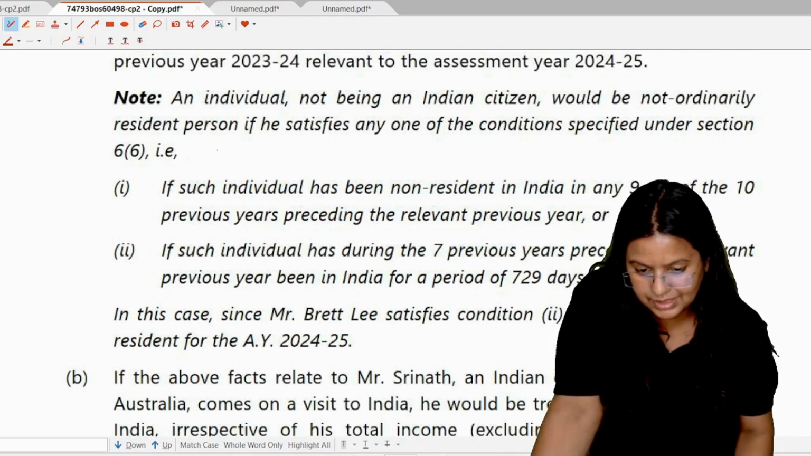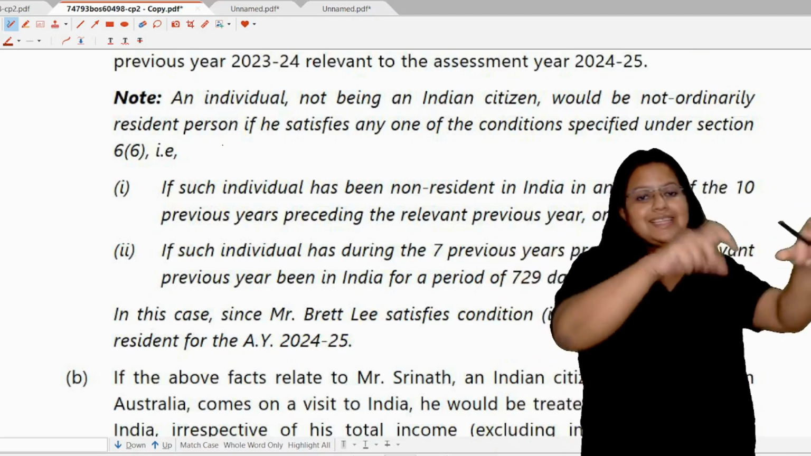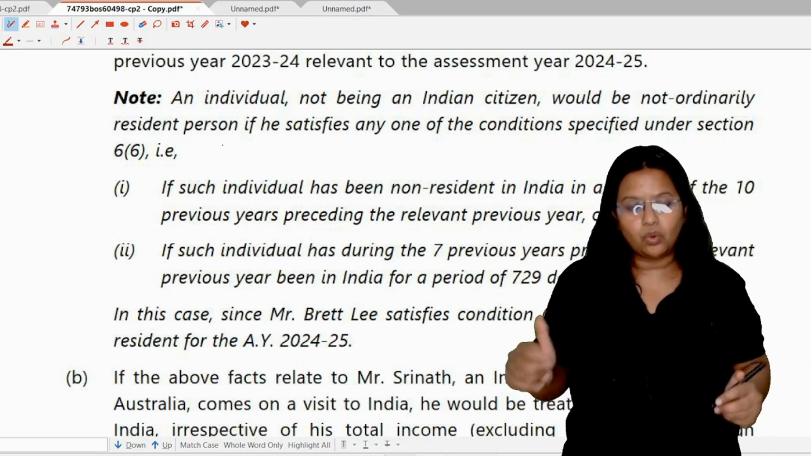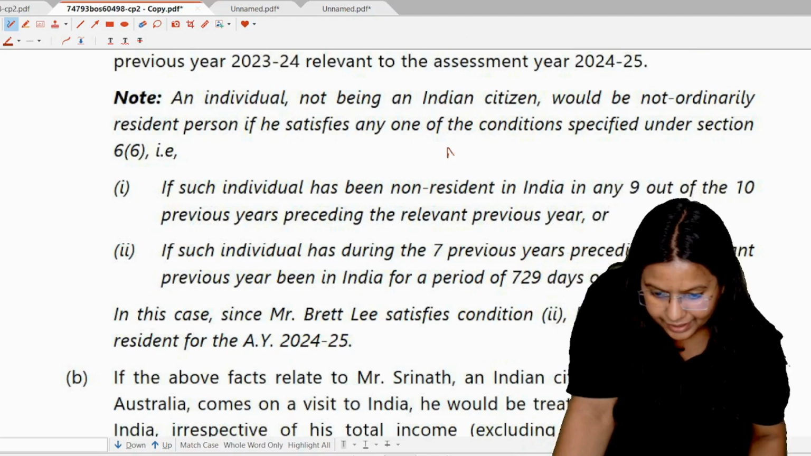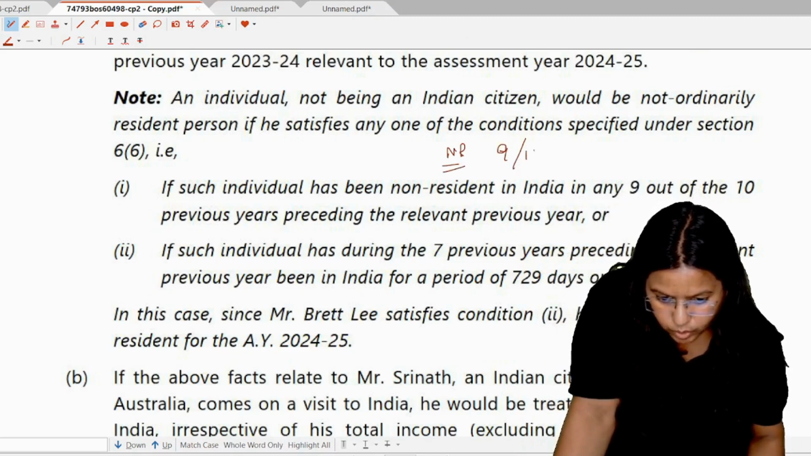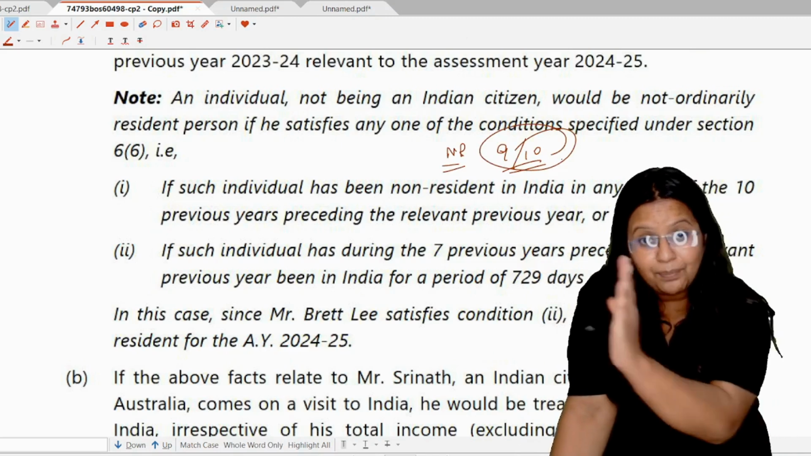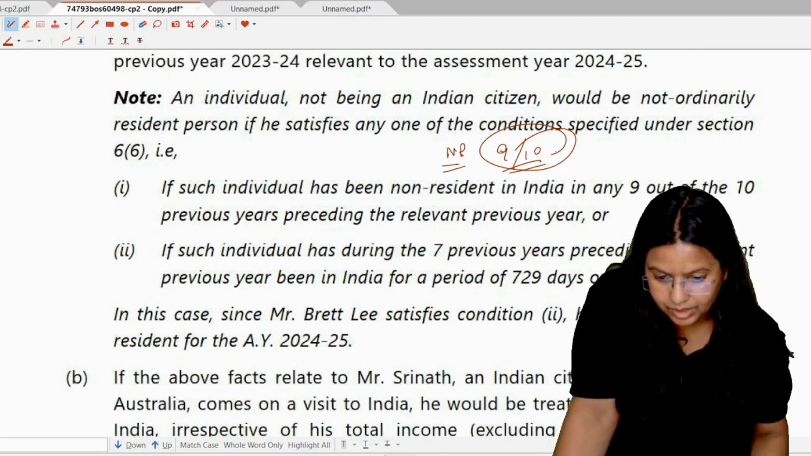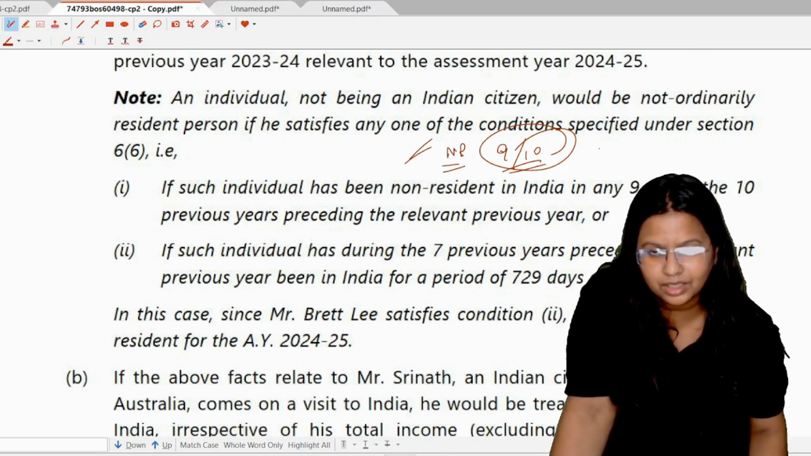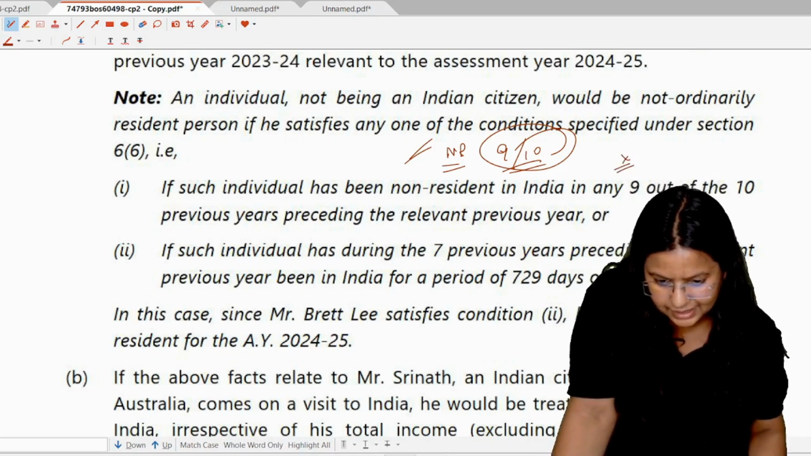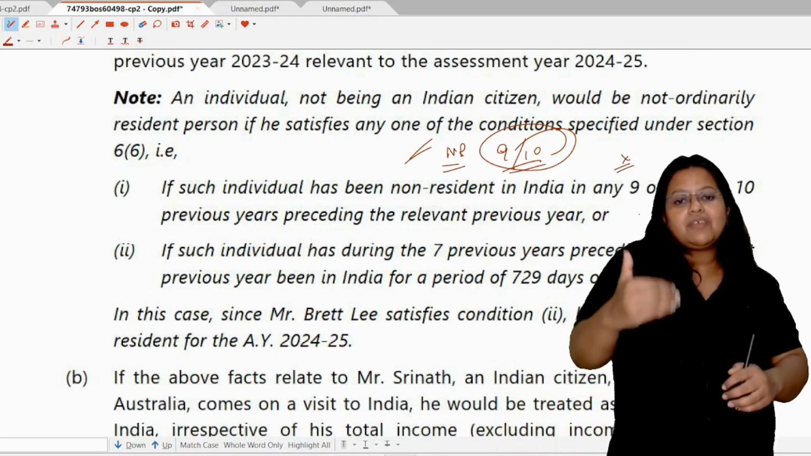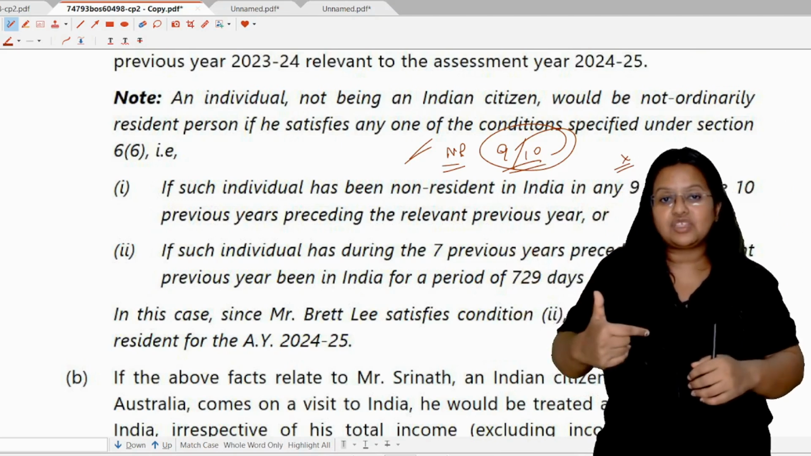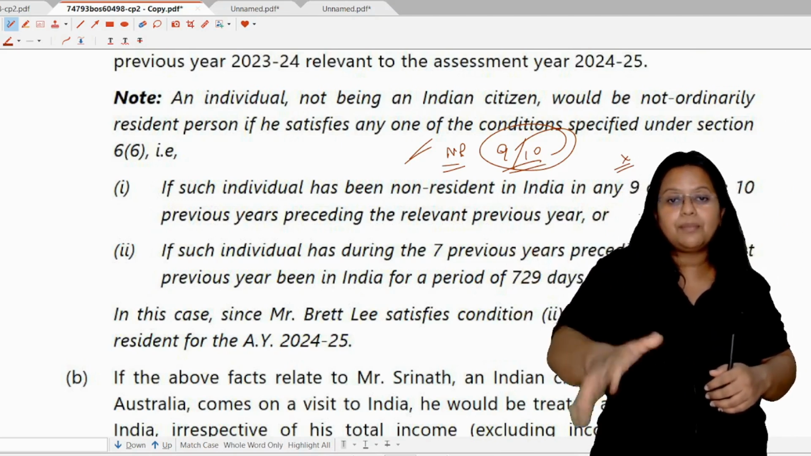Now, students, if a person becomes a not ordinarily resident, NOR, he has to satisfy any of the conditions given below. The first condition is that he must be a non-resident in India for 9 out of 10 years. It means from the total previous 10 years, he must be a non-resident for any 9 years. So is he a non-resident? No, ma'am, he was a resident. So this condition is not satisfied. Second, his stay in India for the 7 previous years immediately preceding the previous year must be 729 days or less. If this condition is satisfied, Mr. Brett Lee will become NOR.